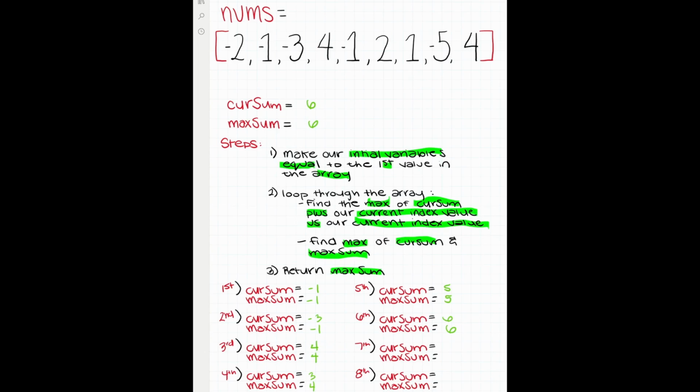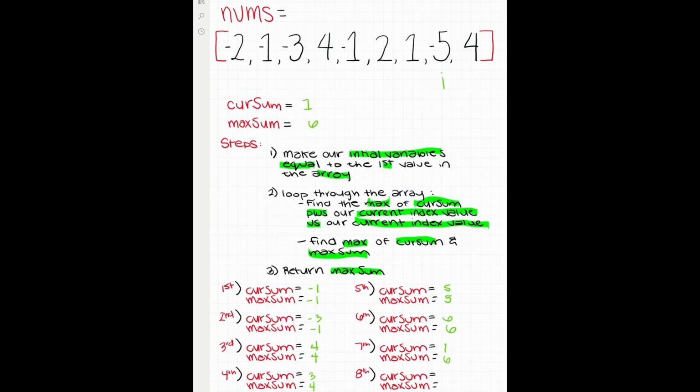So 2 more loop throughs to get to the end of the array. Of course, we know that's our answer, but I'll just finish out the sequence. 6 minus 5 equals 1 versus -5. Which one's bigger? It's going to be the 1. And then 6 versus 1. What's bigger? It's going to be 6. Current sum is 1. Max sum is 6.